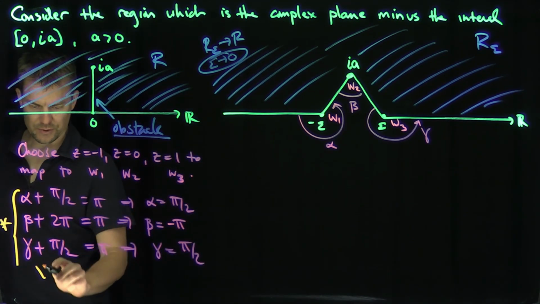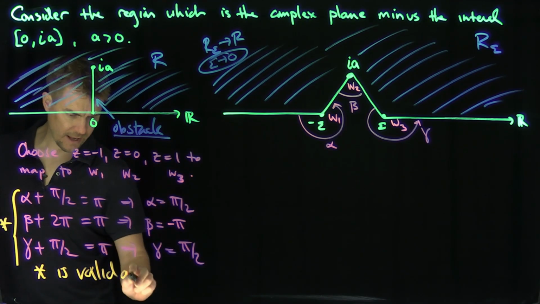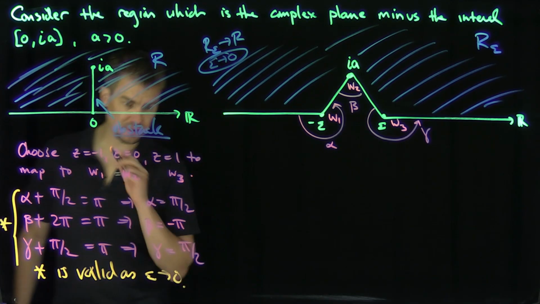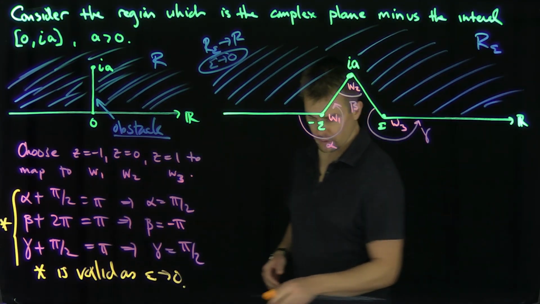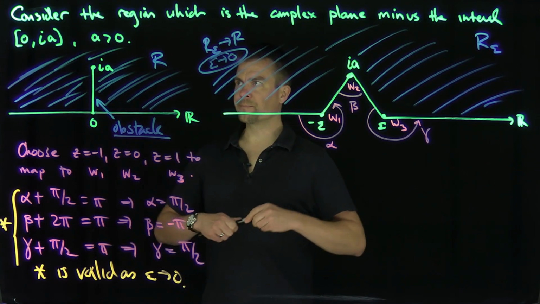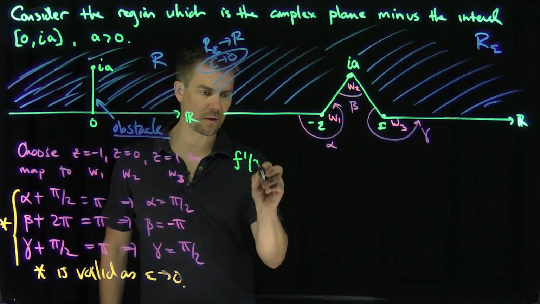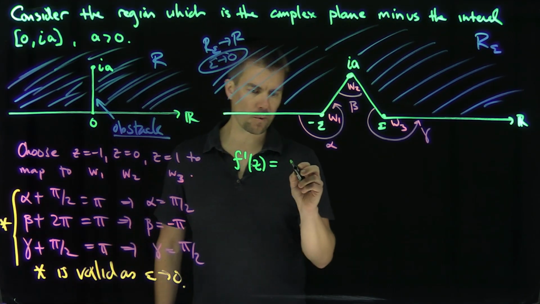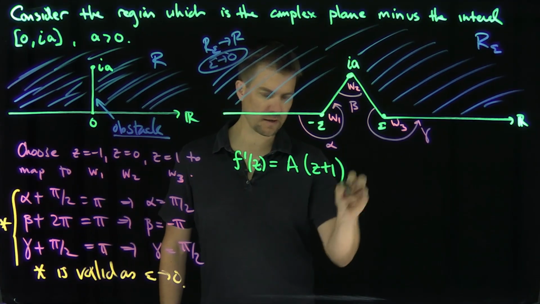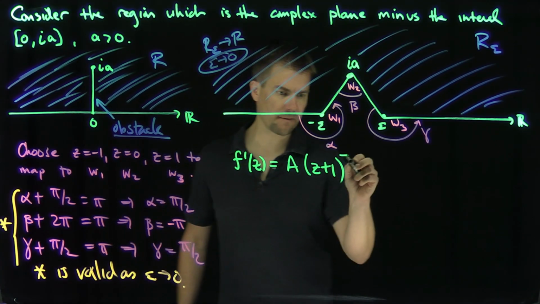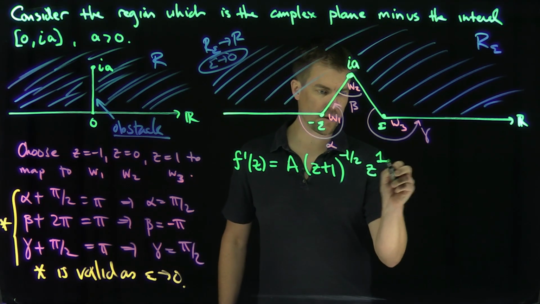So star is valid as epsilon approaches 0, okay? Good. So now we're in great shape. What we can say now is that our Schwarz-Christoffel mapping, f prime of z, is going to be a, and then z plus 1 to the power negative 1/2. And then z to the power 1.